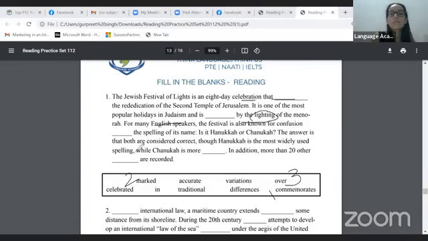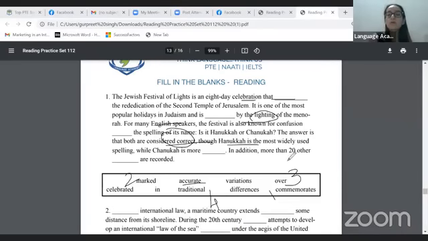The answer is that both are correct. Hanukkah is the most widely used spelling, while Chanukah is more dashed. We cannot go with accurate because they said both are correct. So again, we cannot say one is more accurate. So we can go with traditional, because that's the only adjective we have that we can use. Chanukah is more traditional. We cannot say Chanukah is more variations or differences or celebrated.